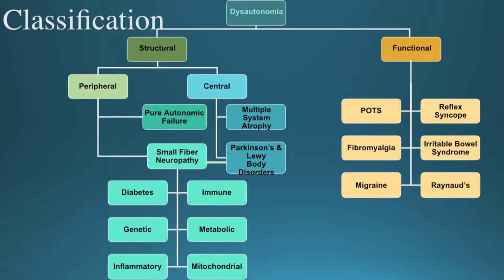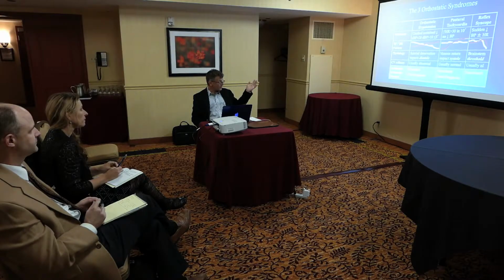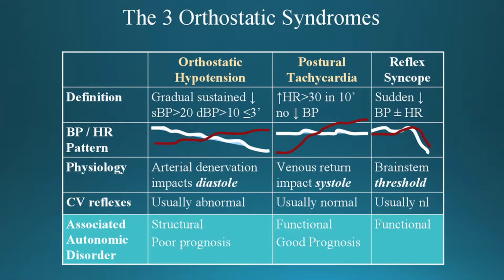Okay. If we think about the three orthostatic syndromes, orthostatic hypotension is defined as a drop in blood pressure of 20 systolic, 10 diastolic in 3 minutes. There's a little cartoon there to show the blood pressure and heart rate pattern. The primary physiology of orthostatic hypotension is usually a problem with the innervation of the blood vessels. So the main impact is going to be on diastole with systole following. That's why you have orthostatic hypotension, which is the white line going down. Cardiovascular reflexes are usually going to be abnormal in that group of patients. And as a structural disorder, it generally has a poor prognosis.